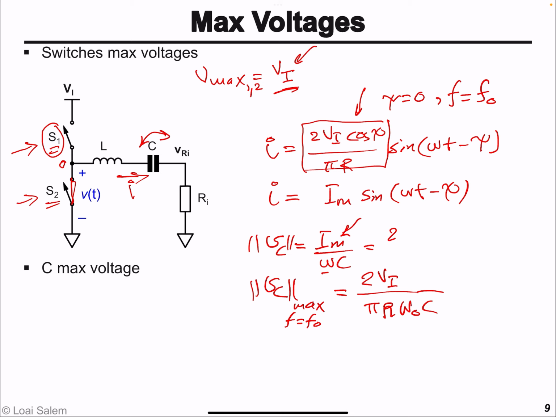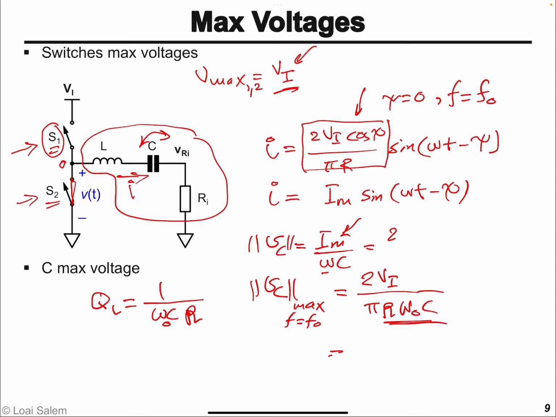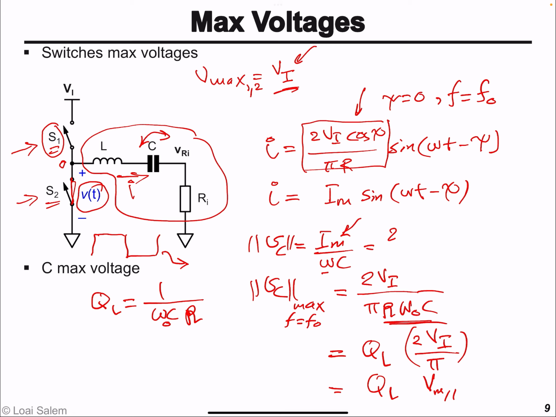We said before that the loaded quality factor of the RLC circuit is equal to 1 over omega c R. And so we can replace this by QL times 2VI divided by pi. And we know that 2VI over pi is basically the amplitude of the fundamental component of the voltage generated by the half bridge. We said that the half bridge produces a square voltage, and so it consists of a DC component, a fundamental, and higher order harmonics, and the amplitude of the fundamental component is given by 2VI divided by pi.